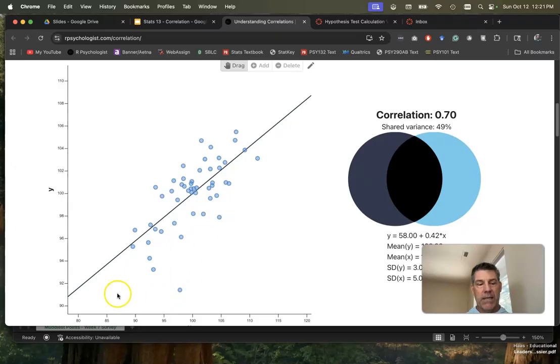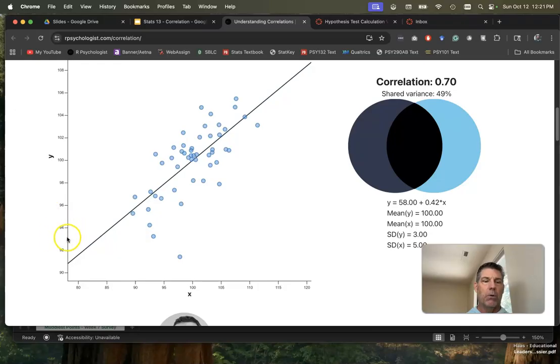So what you can see is that if people tend to score lower on X, they tend to also score lower on Y. If they tend to score in the middle on X, they tend to score in the middle on Y. If they tend to score higher on X, they tend to score higher on Y. Okay, so we've established there's a correlation.